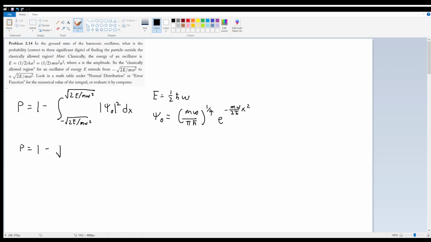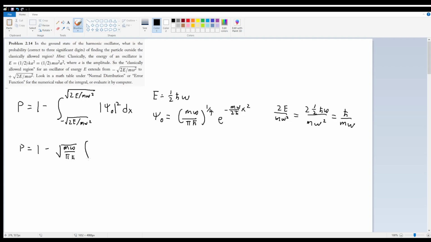square root m omega over pi h bar. And then our limits, so we have 2E over m omega squared. If E is replaced with 1/2 h bar omega, then we get 2 times 1/2 h bar omega over m omega squared. So the 2 and the 1/2 cancel. One of the omegas cancels. This leaves us with h bar over m omega.